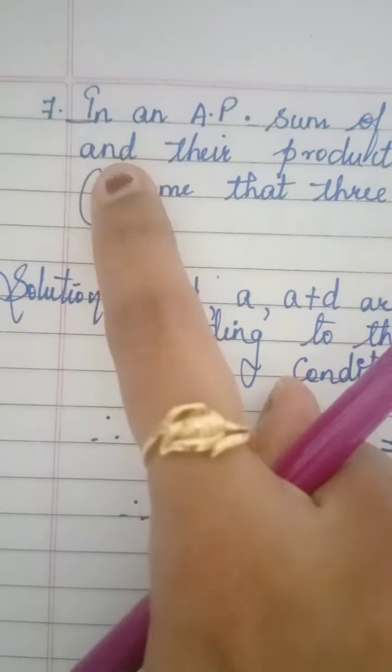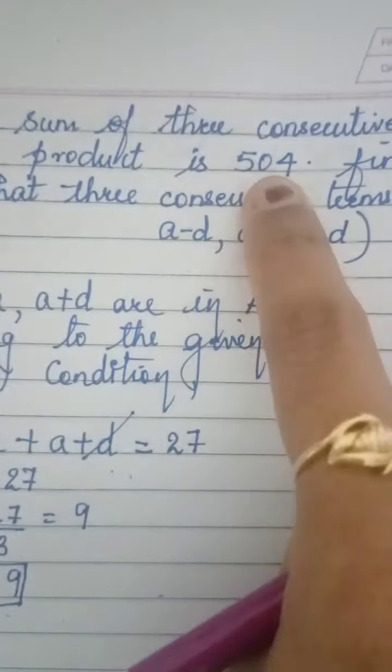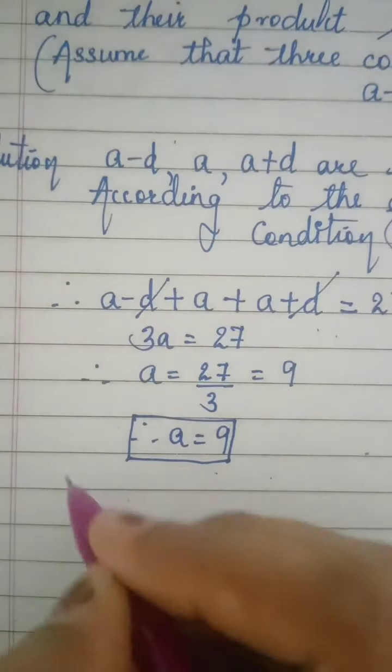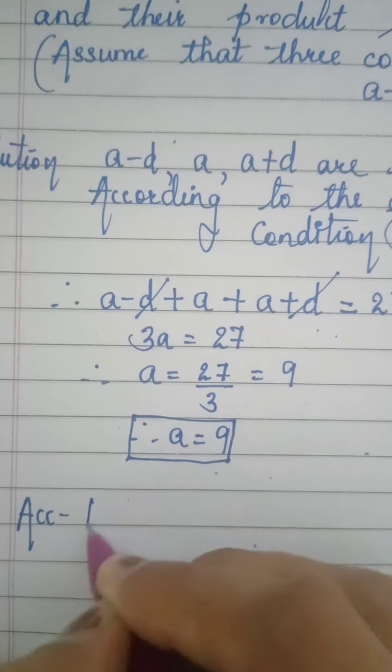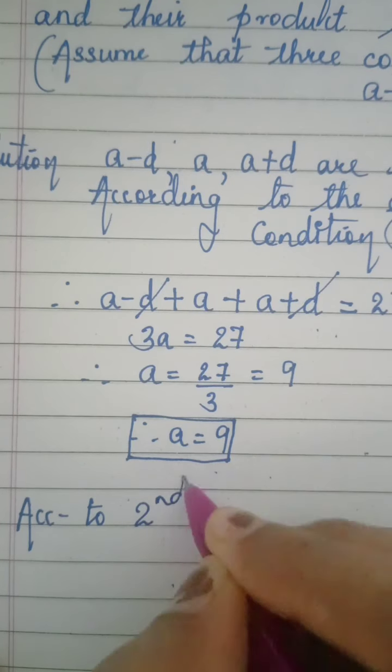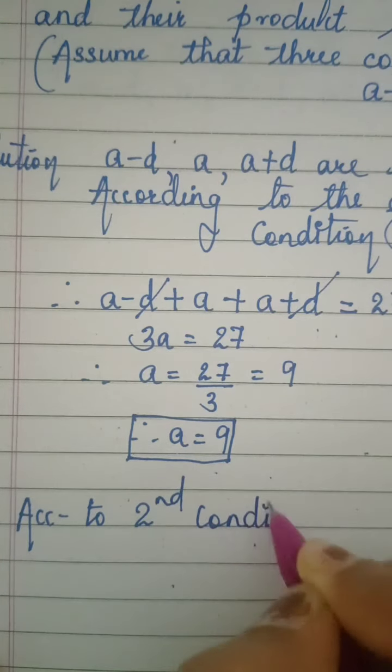Now we have one more condition, and their product is 504. Now according to the second condition, product means multiply.